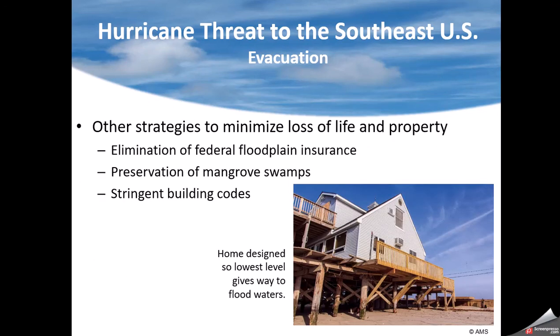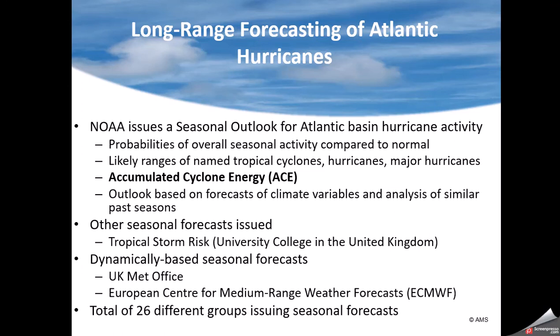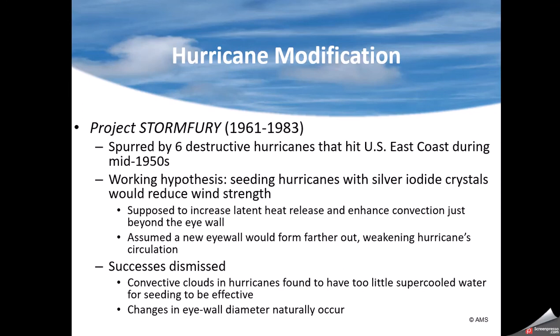And they're doing a lot of strategies now to minimize the loss of life. And they're actually looking at long-range forecasts to hopefully have a better idea of how many there'll be over the summertime. Project Fury was an old case where they tried to put silver iodide crystals into hurricanes to reduce them, and discovered that it doesn't work when the water is warm, because hurricanes are a warm system, so there are not a lot of cold ice crystals in a hurricane to start with.